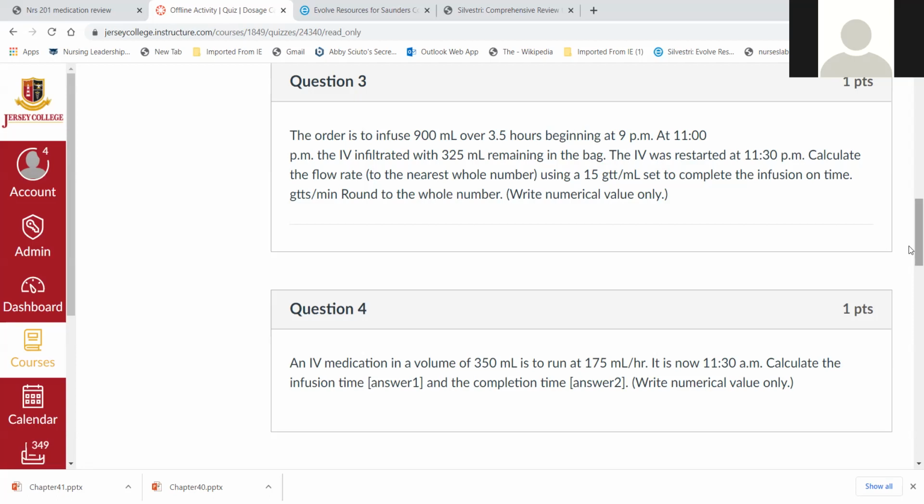Is it 27? That's not what I got. I got 81. Okay. We started with calculating forward using 15 fusion time. Okay, so our bag went for 2 hours out of the 3.5. All right, so that should leave us with 1.5 hours.